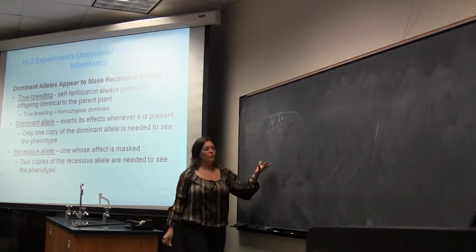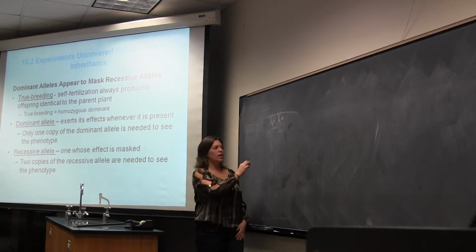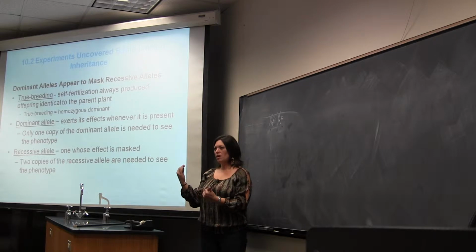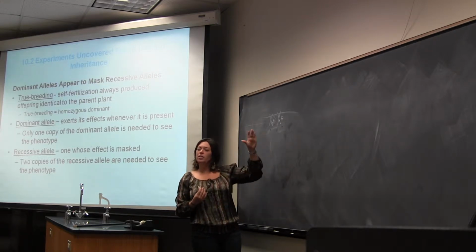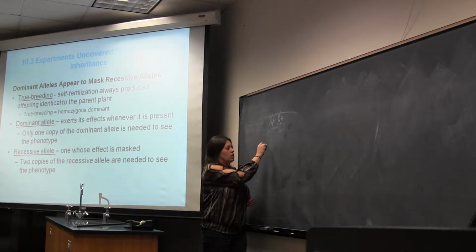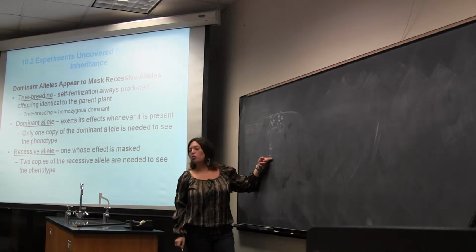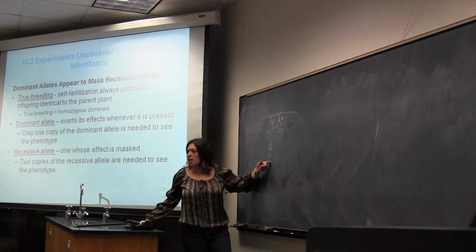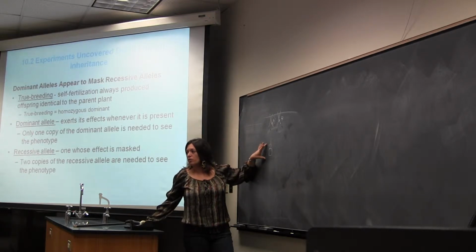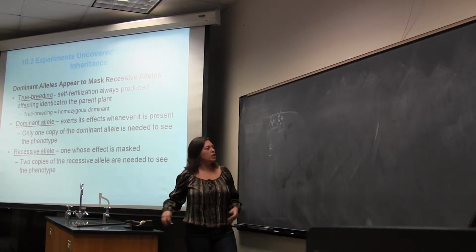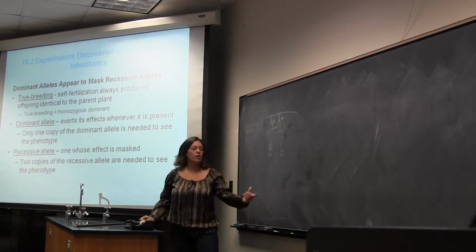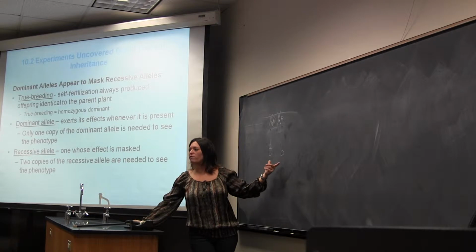So with the way we write these genotypes, we label them based on capital and lowercase letters. Since brown is the dominant trait, the symbol for that dominant trait is going to be a capital B. If it's capitalized, that means it's a dominant trait. If it's lowercase, that means it's a recessive trait. But they're going to be the same letter coding for the same trait.